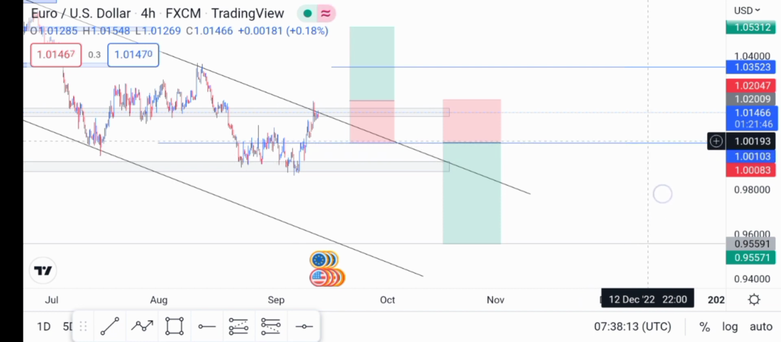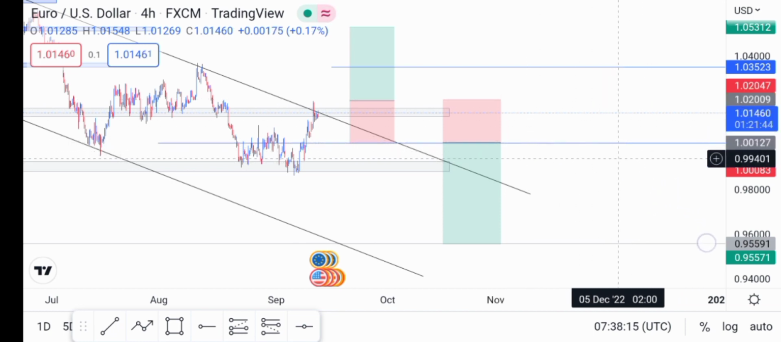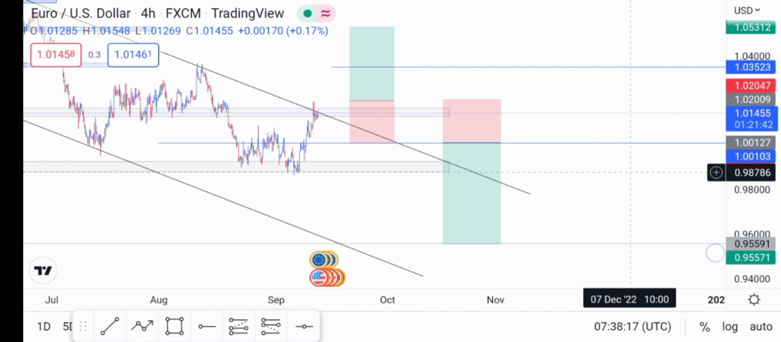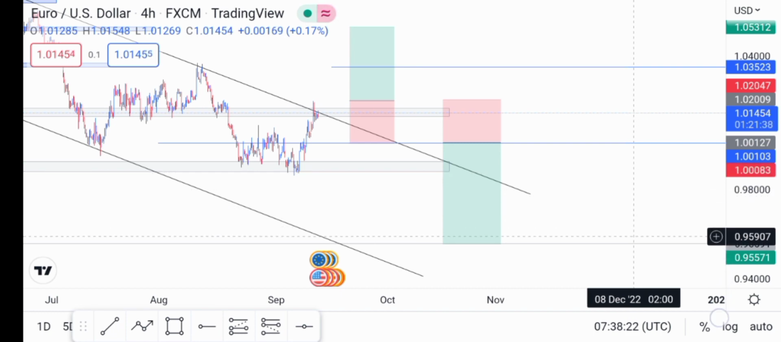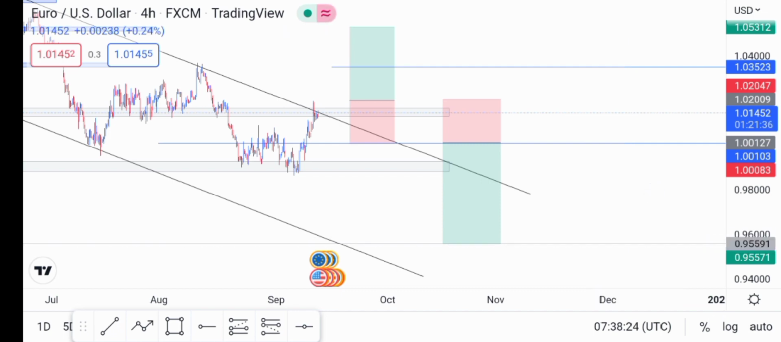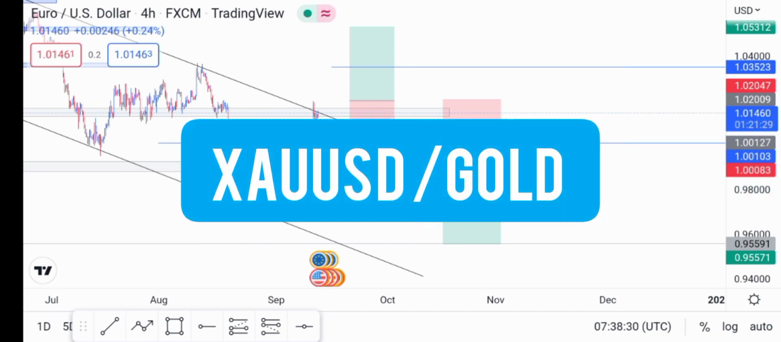You can place a sell stop and a buy stop, and for the sellers, this is the first take profit right over here, second take profit over here, and the final take profit right over here. So yeah, that will be all for Euro USD. Let us move to XAU USD.